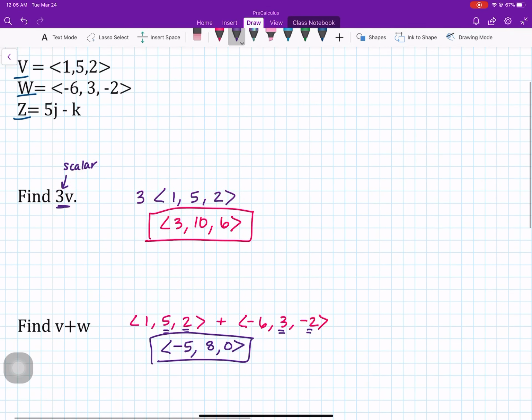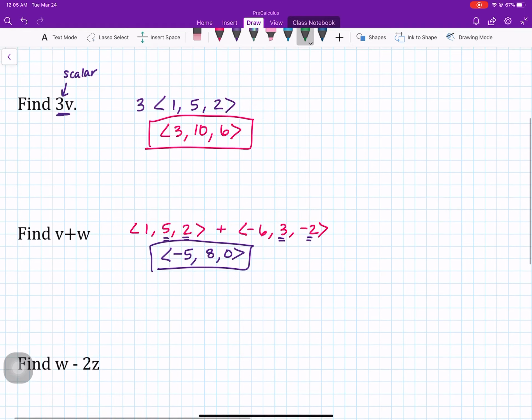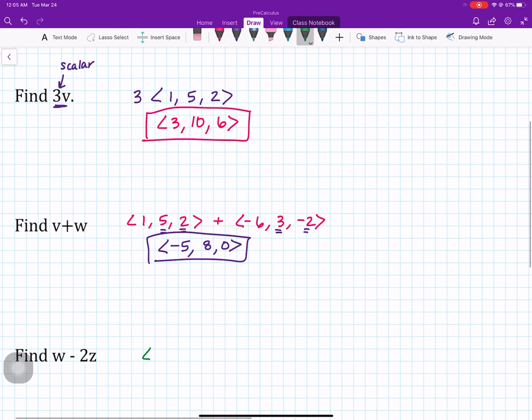Then we have w minus 2z. Z is written in standard unit vector form. Notice there's only a j and a k, so it gets a little tricky. There are still 3 components to this vector, but it usually goes i, then j, then k. So in this case, you have a 0 for your i component, 5 for your j component, and then negative 1 for your k. So you are adding w, which is negative 6, 3, and negative 2.